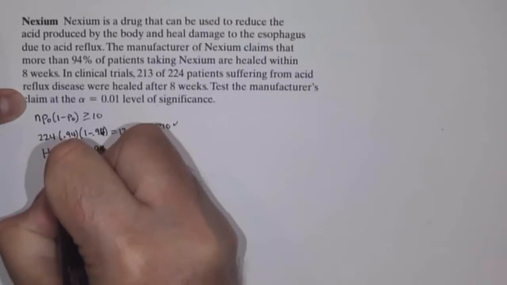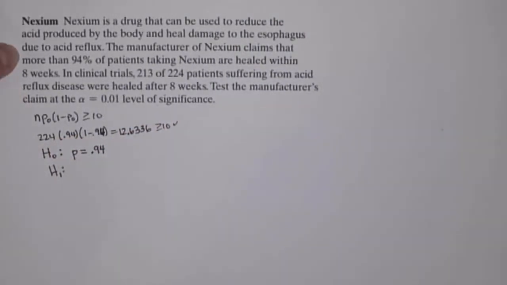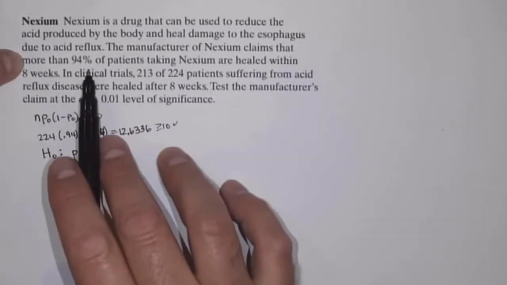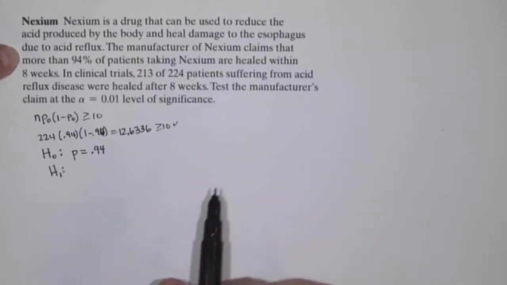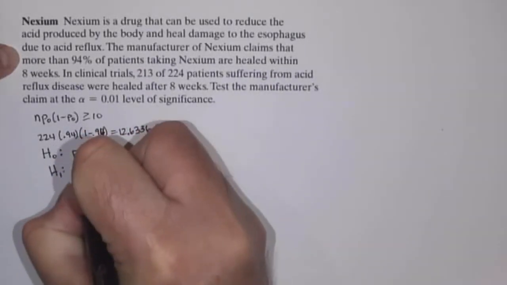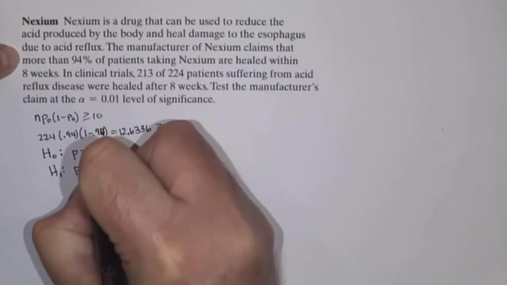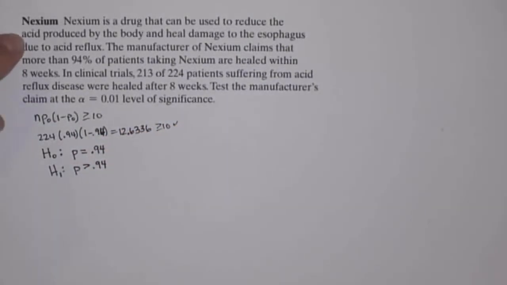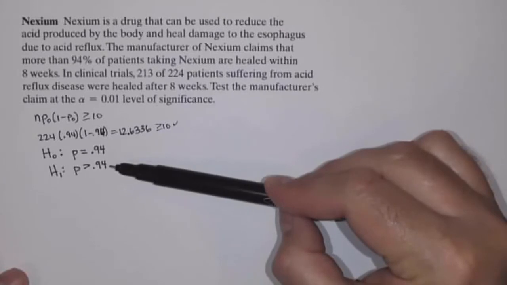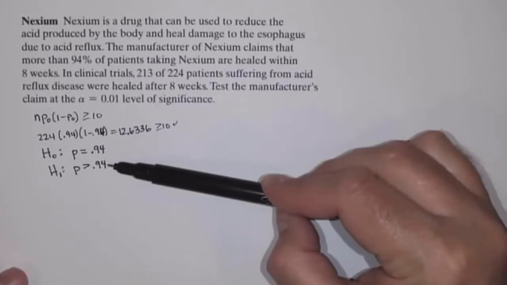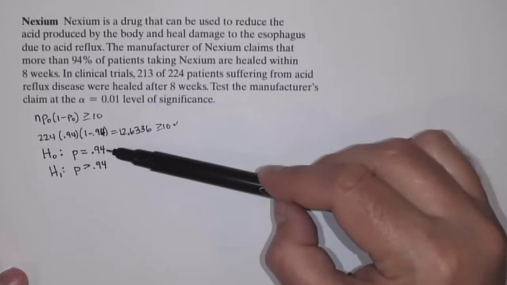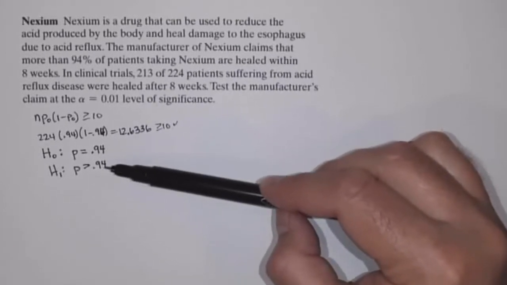And so what's our alternative hypothesis going to be? Well, in this particular case, the manufacturer of Nexium is claiming that more than 94% of patients are healed within 8 weeks. So that "more than" tells us that we're going to use greater than in our alternative hypothesis. Actually, what we're doing is testing the claim as our alternative hypothesis in this case, and the equals is the null hypothesis.